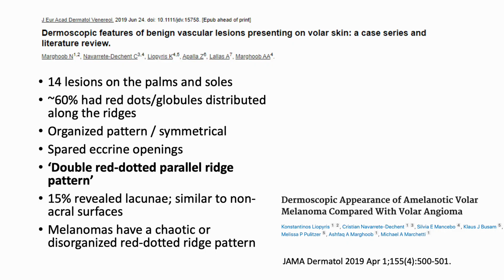In this study that included 14 lesions and tried to characterize acral angiomas, the double red dotted parallel ridge pattern was the most commonly seen feature, but 15% of the cases had classic lacunae and septa similar to non-acral surfaces. And of course, melanomas tend to have this chaotic or disorganized red dotted ridge pattern as I showed you before.